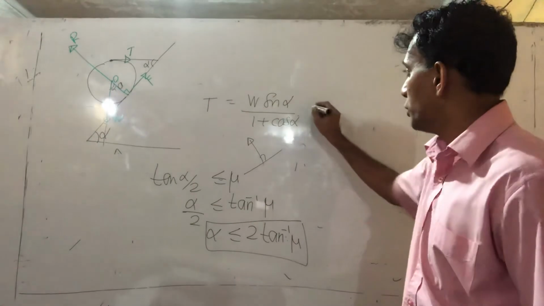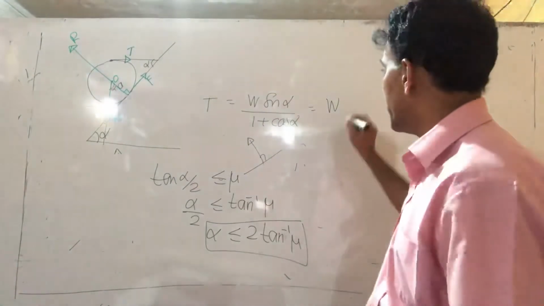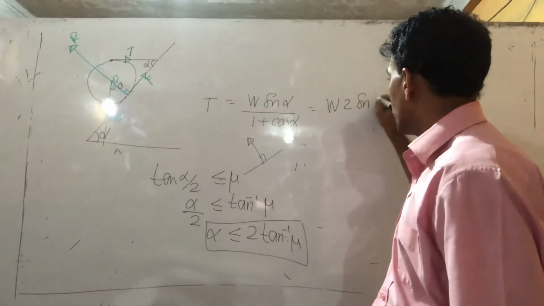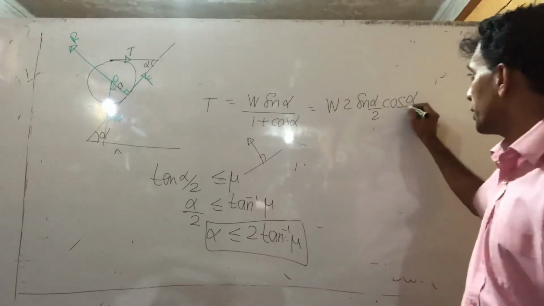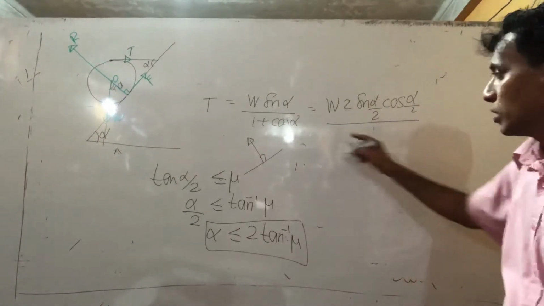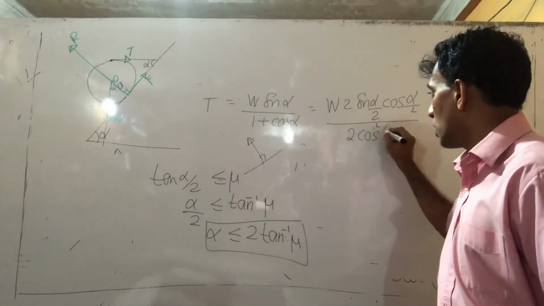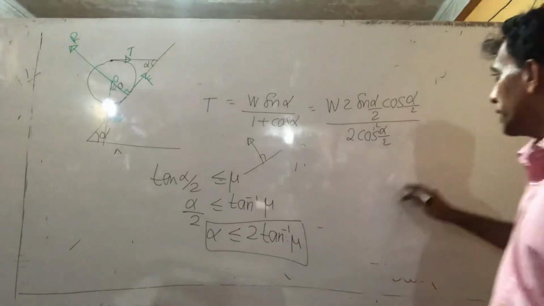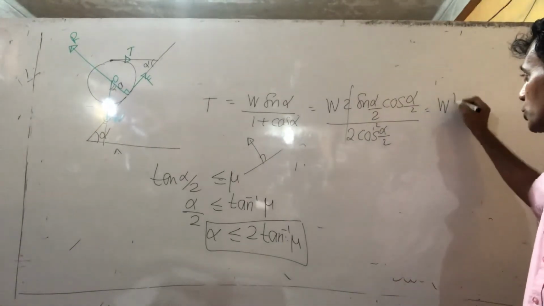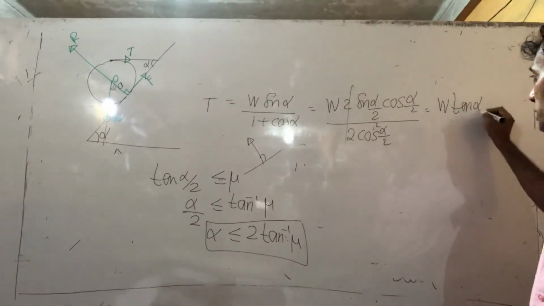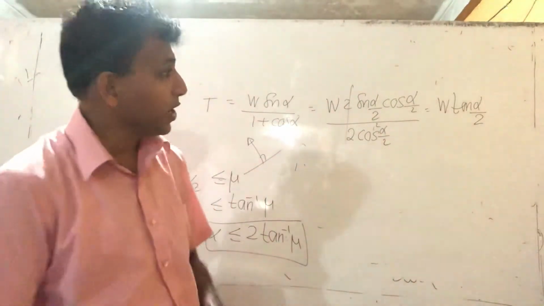So what is that? W, as we worked earlier, same idea: sin alpha is 2 sin alpha by 2 cos alpha by 2, over 2 cos square alpha by 2, okay? So what happened now? To cancel, W tan alpha by 2. W tan alpha by 2. Then tell the maximum value of the T.